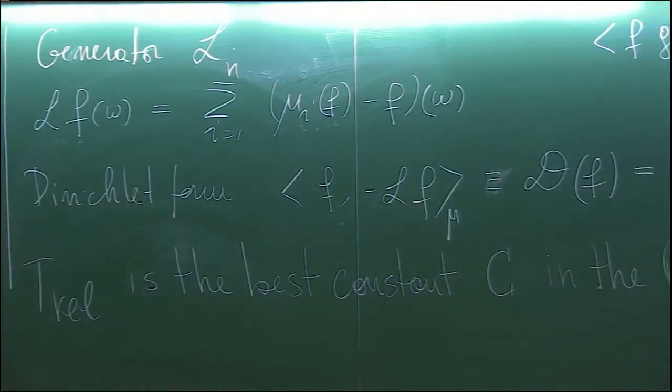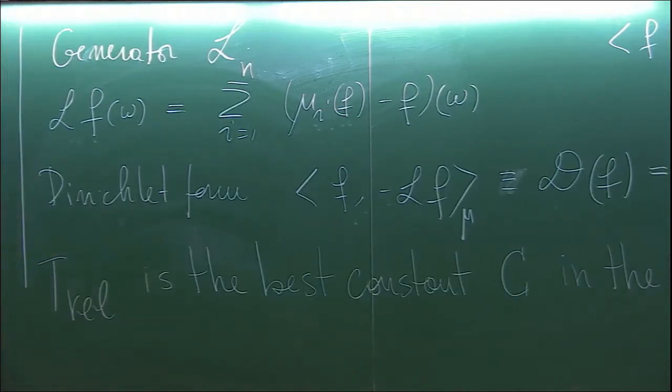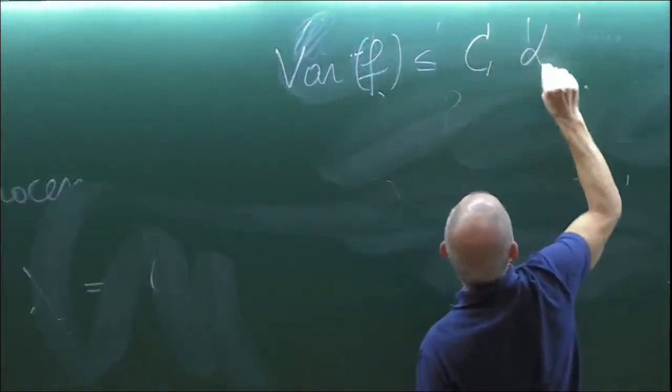In this case L is an operator, a matrix with eigenvalue 0 and then other eigenvalues that are negative. So the gap is the absolute value of the first negative eigenvalue, and the relaxation time is the inverse of that. If you recall the minimax principle for eigenvalues, T_rel is the best constant in the Poincare inequality, which is variance of f less or equal than C times the Dirichlet form.